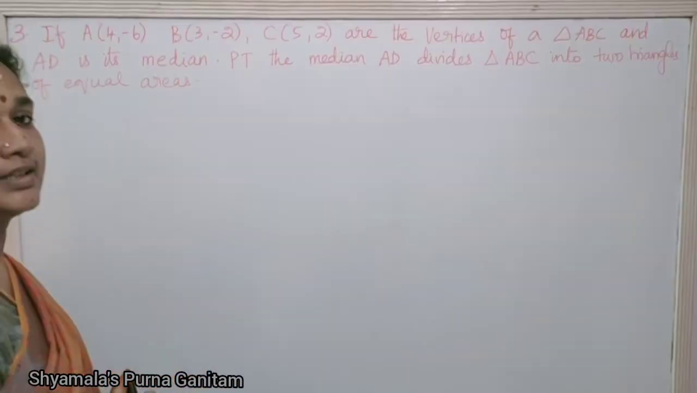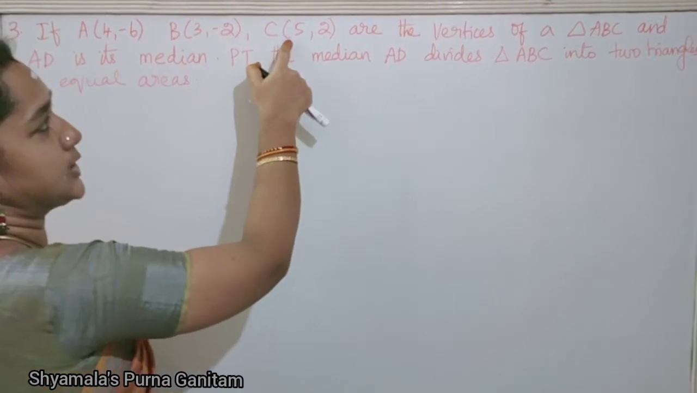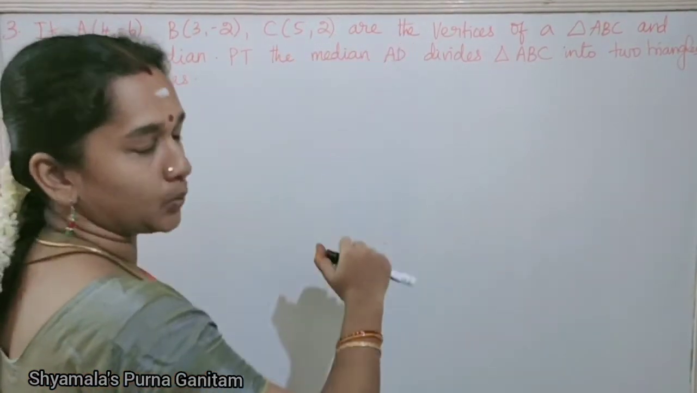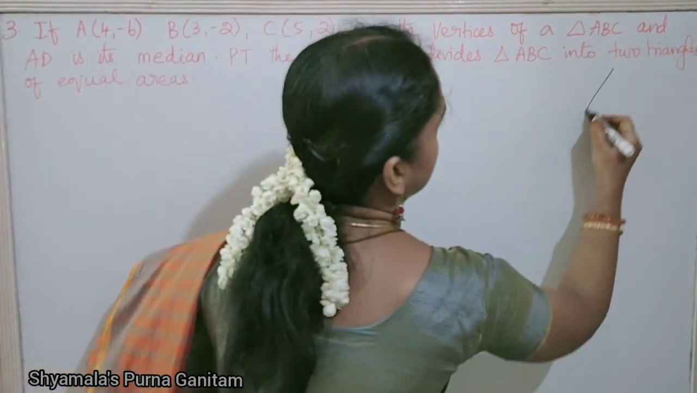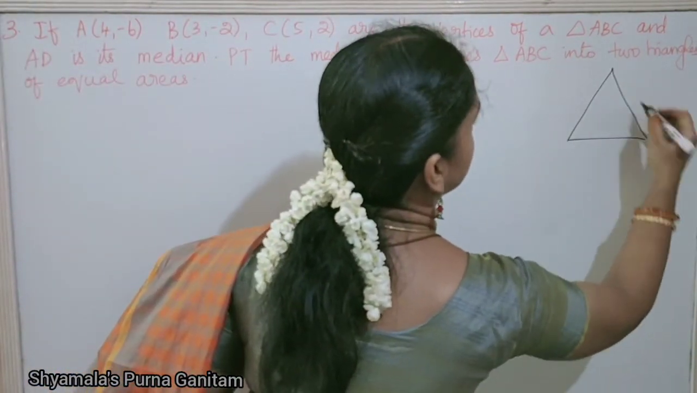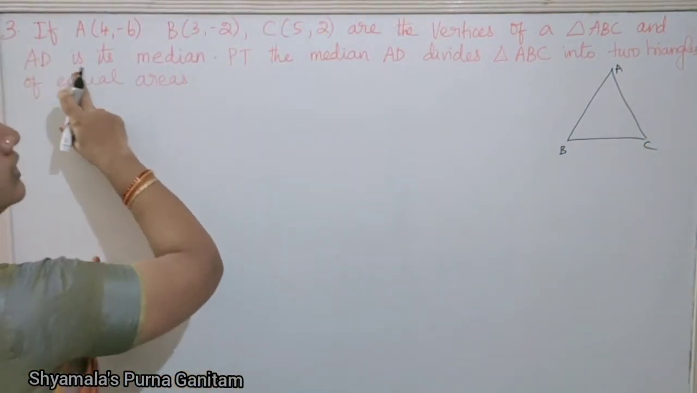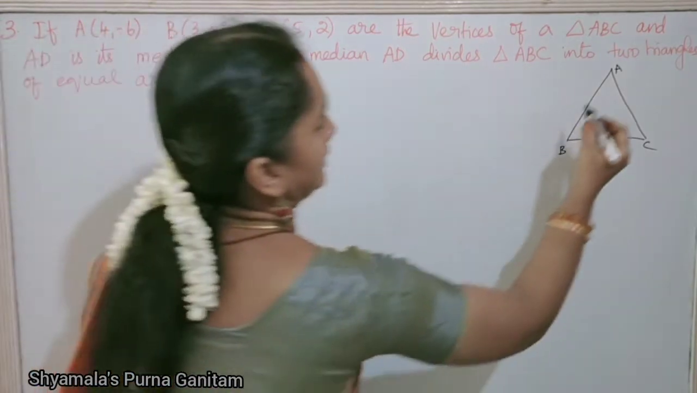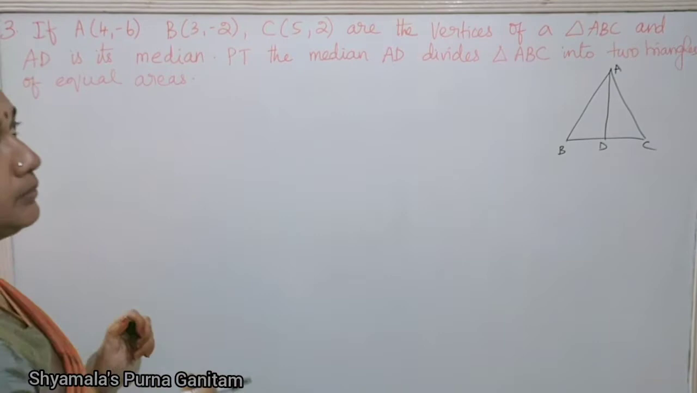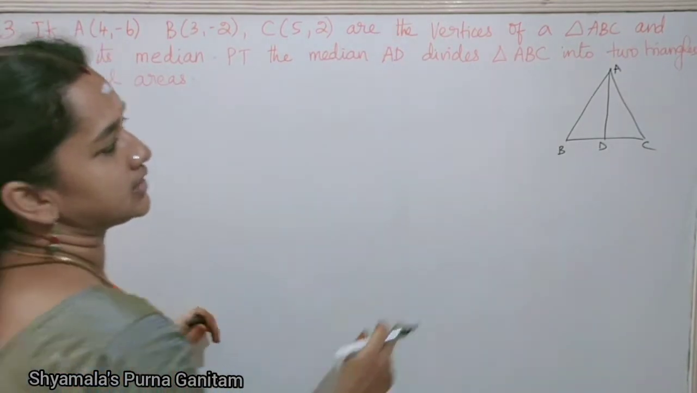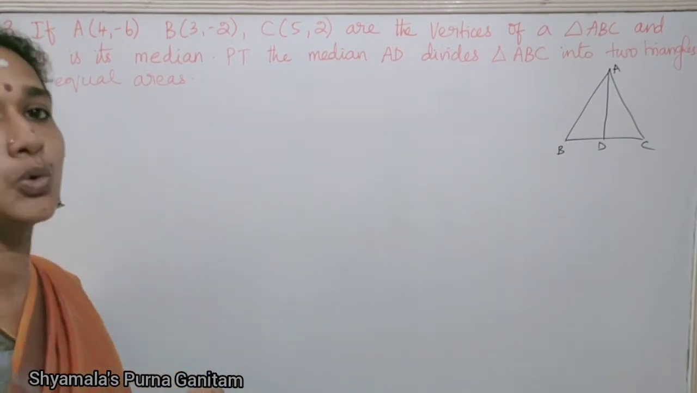Okay. Third sum. If A (4, -6), B (3, -2), C (5, 2) are the vertices of triangle ABC, and AD is its median, prove that the median AD divides triangle ABC into 2 triangles of equal area.